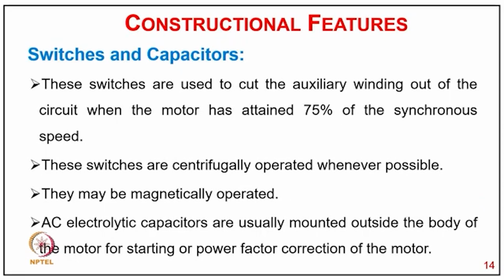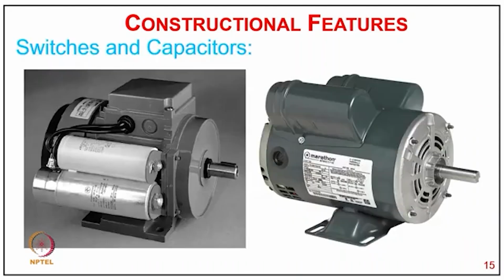Now coming to the switches and capacitors. These switches are used to cut the auxiliary winding out of the circuit when the motor has attained 75% of the synchronous speed, and these switches are centrifugally operated wherever possible, otherwise they are magnetically operated. And AC electrolytic capacitors are usually mounted outside the body of the motor for starting, and of course another capacitor for running, which we call the running capacitor, and which is also responsible for power factor correction.